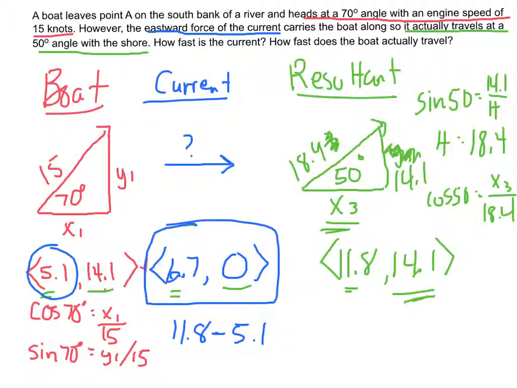So how fast is the current? The current's 6.7 knots. And then how fast does the boat actually travel? Well, 18.4 knots. That's how fast the boat actually travels. That's the magnitude of the resultant vector. There you have it.